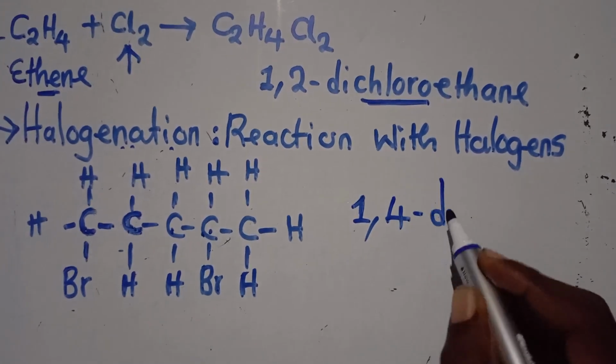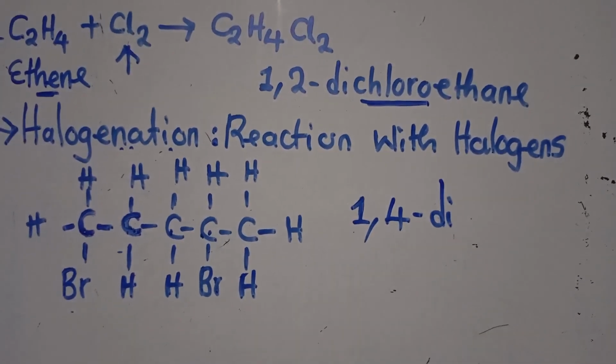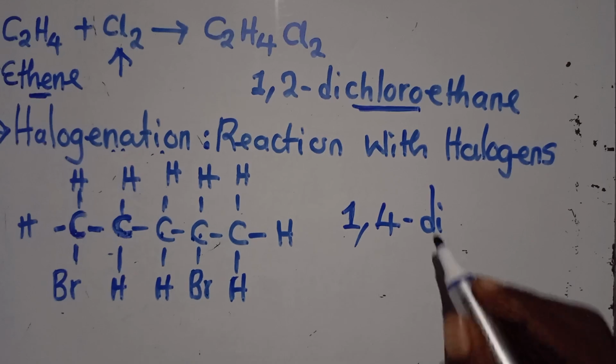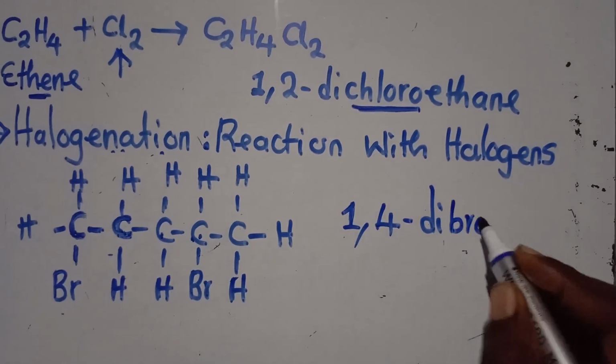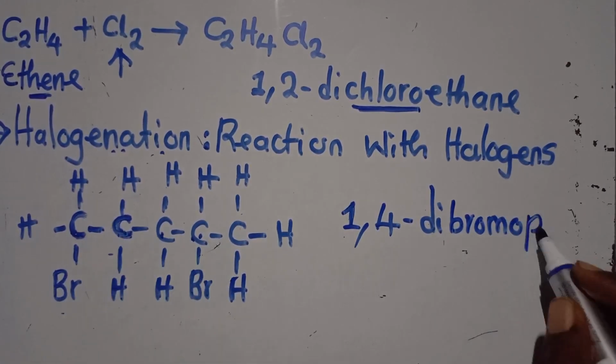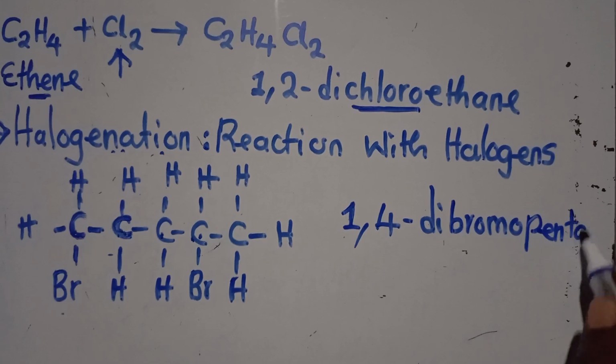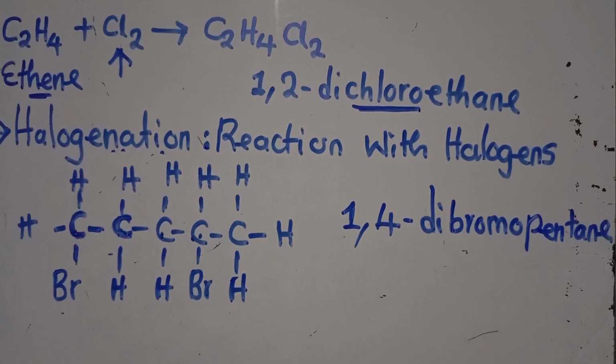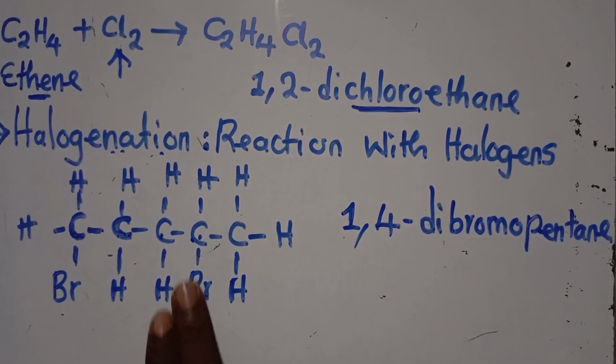Then I say di what? Dibromo. This is what? 1, 2, 3, 4, 5. Pentane. So I put a pentane here. So this is the name, dibromopentane. This is how you get to form these things. I want you people to know and understand this. These are simple things. You can change.